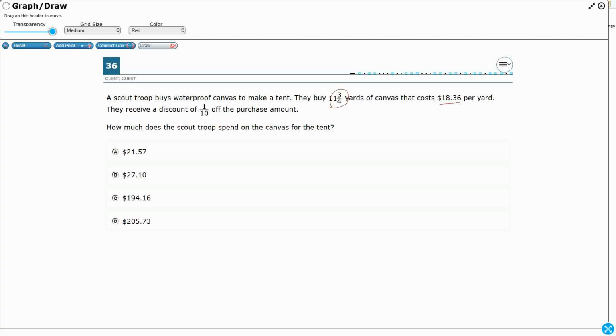Well, let's first take our 11 3/4 and make that 11.75, just converting that 3/4 into 0.75. And it's going to cost $18.36 per yard. So we're going to need to multiply 18.36 for each of these yards. It'd be a lot easier if that 11 was a whole number, but it's not. So let's do a 4x4 multiplication to see how much the cost is without the discount.